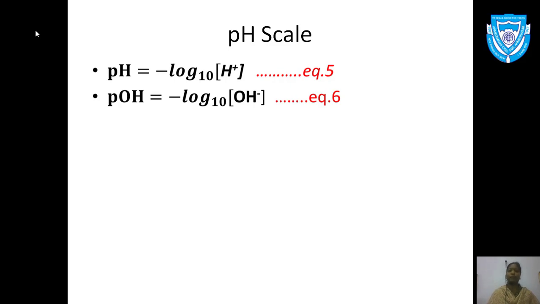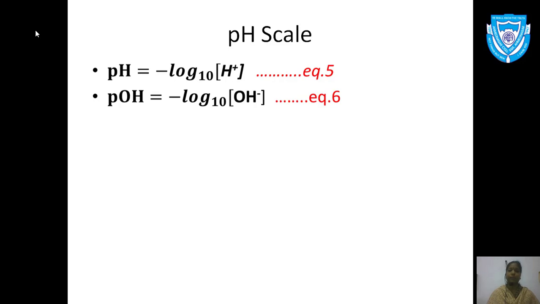The pH is just the measurement of the H plus ion concentration on a different scale. What is that different scale? That different scale is nothing but the logarithm. So pH is nothing but the negative logarithm to the base 10 of H plus ion concentration. It is just a measurement of H plus on a different scale, that is the logarithm scale.